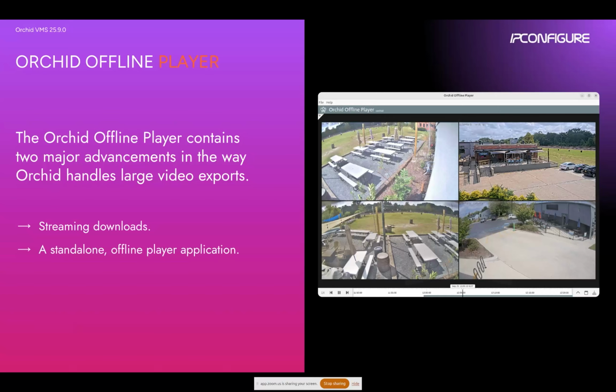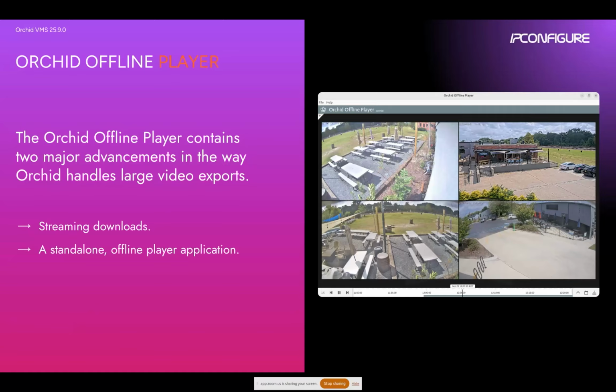The first is a new way to stream downloads directly from Orchid recorders. Before 25.9, downloading video from Orchid required what we call a remuxing process, where video had to be combined, staged on the Orchid recorder, and then sent back out to you. In 25.9, we now have the ability to just stream archives out directly with no temporary storage. That means we can really handle an unlimited number of exports, or unlimited duration. So if you want to export 48 hours of video across 15 cameras from a single NVR, beginning in 25.9, you can do that. Depending on your bandwidth, that download might take a long time, but it is possible.